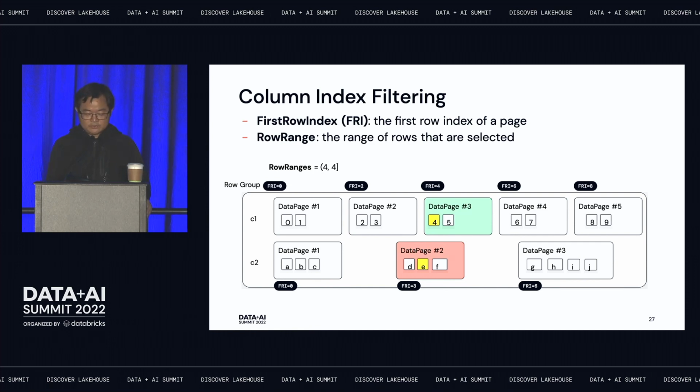So in this particular example, you can see for the first row group, we have first row index equal to 0, 2, 4, 6, and 8. And for column C2, the first row index is 0, 3, and 6, matching the number of values in each page. And the row range in this example is pretty simple. It's just 4, because after the filtering, we only have one row selected, so the row range is a single one. But in practice, you could have many row ranges.